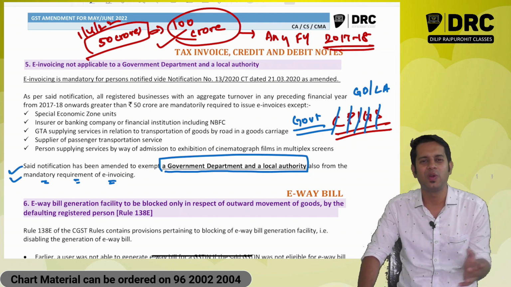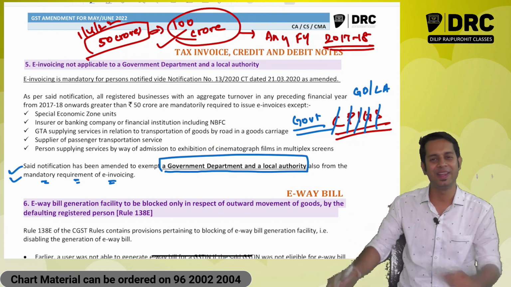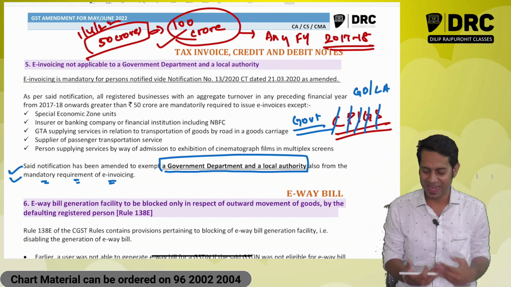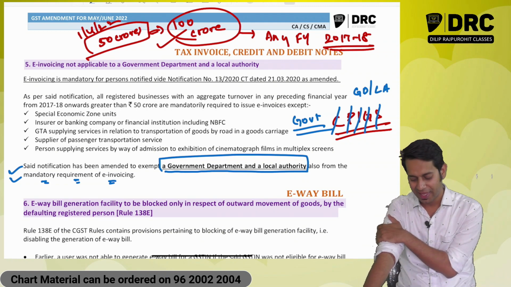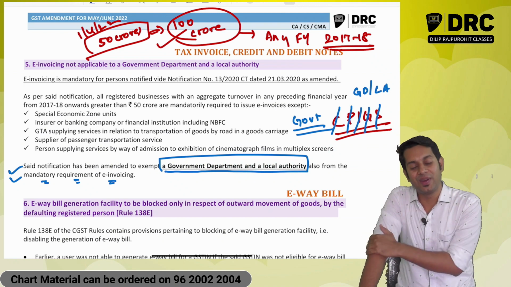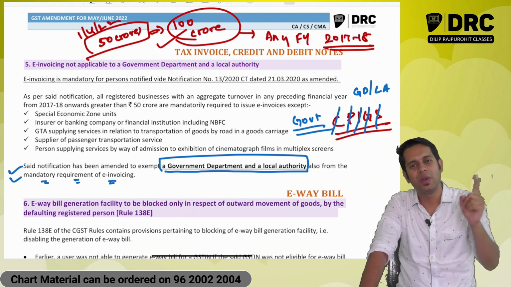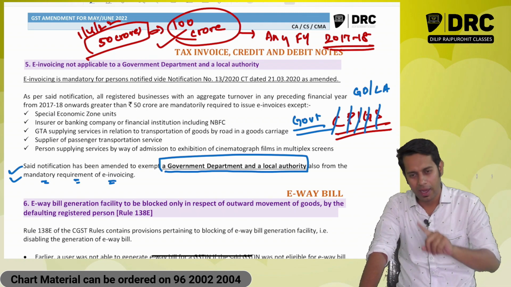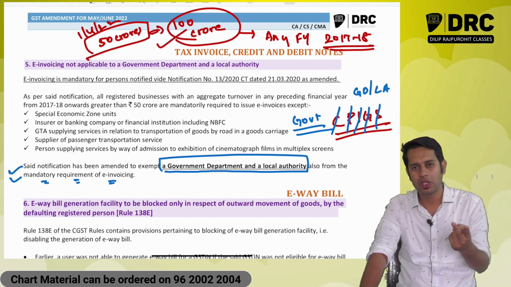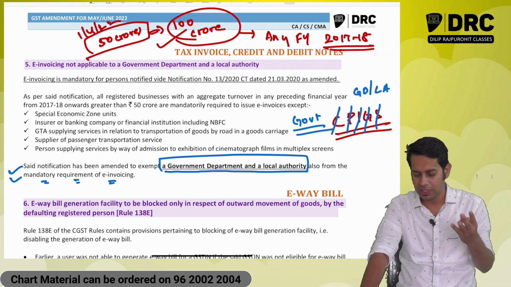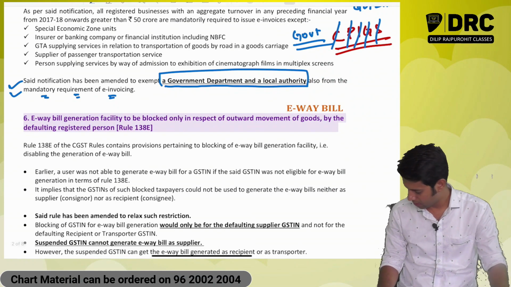What does government do in their department, etc.? People say they normally don't work. I personally feel they work, because as a chartered accountant, we have to meet government departments a lot of the time, and I see they work. So when they are not working, what do they do? They see PICs. So government sees PICs. Government department, local authority. C for cinema halls and multiplexes. I for insurance company, banking company. G for goods transport agencies. S for SEZ units. P for passenger transport service providers.